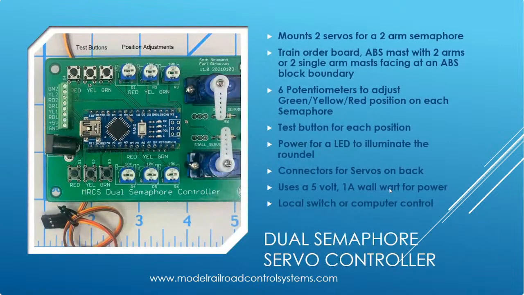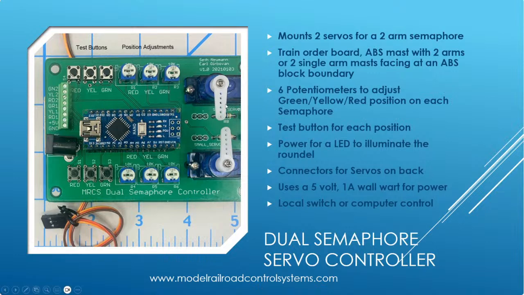So all that said, here's a few applications. Dual semaphore servo controller, right? So you want to control a train order board or a 2-arm semaphore. If you look here, and I'm hoping you can see my cursor, on the right side of the photo, there are a couple of servo motors, SG90s, with the horns, right? And your actuator wire hooks into one of the holes on the horns, and it's designed to be mounted vertically under the layout, and it'll hook right onto your train order board or your 2-arm semaphore.